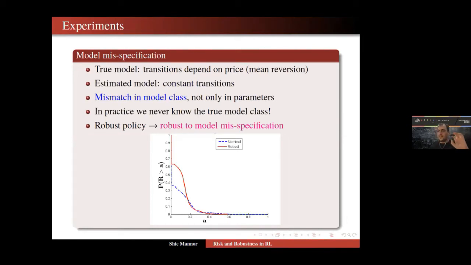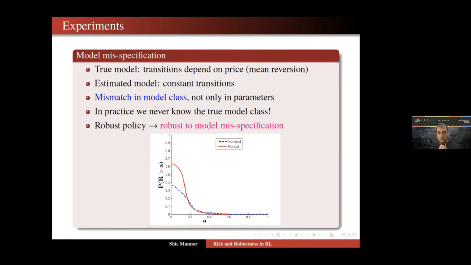So the true model is a mean reverting transition that depends on price. So there is a particular trend, and the price of the stock wants to go back to this trend. There are many such models. So this is a particular mean reverting model. But to estimate the model itself, we used a constant transition model. So we used a much simpler model, not mean reverting, but rather simple constant transitions. So here the model class that we're trying to use is different.